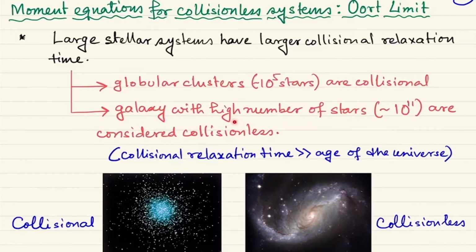For example, for a spiral galaxy with 10 to the power 11 stars, crude but somehow trustworthy approximations give that the collisional relaxation time is much greater than even the age of the universe. Of course, for those systems we can say that collisional effects are negligible. So for these systems we can apply the collisionless Boltzmann equation.